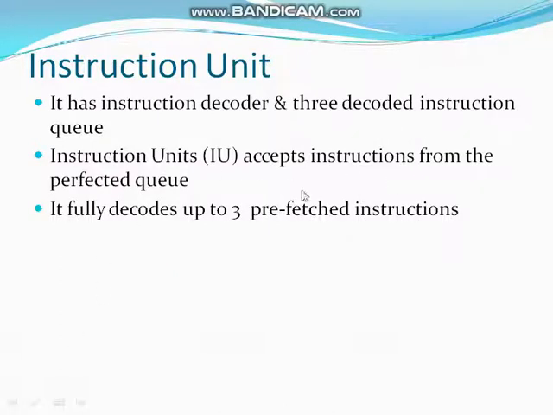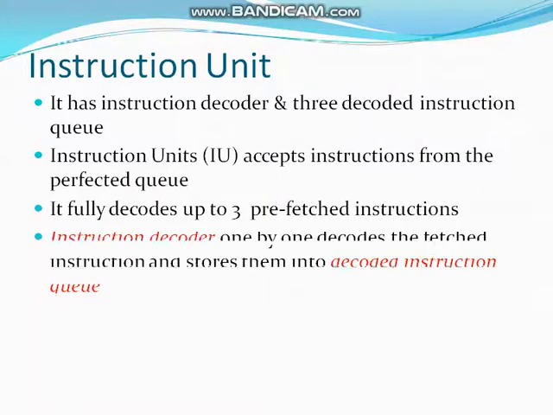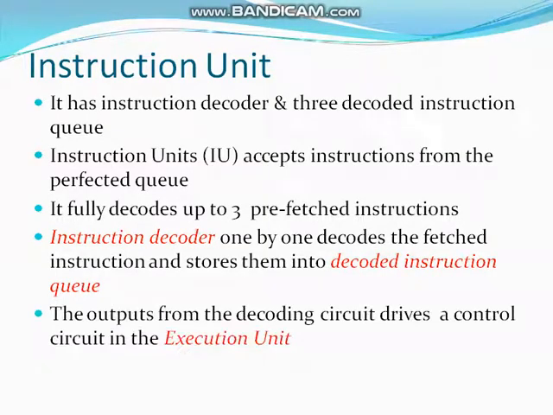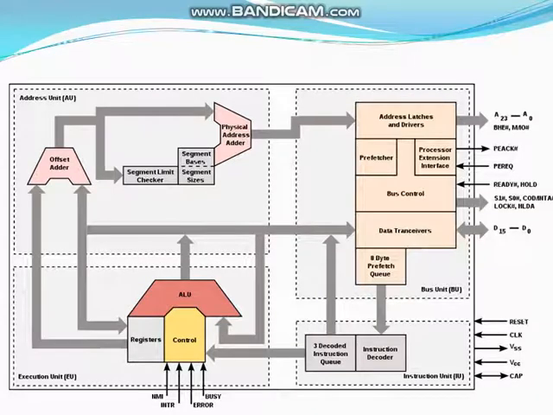The instruction unit accepts the instruction from the prefetched queue. It fully decodes up to three prefetched instructions at a time. The instruction decoder decodes one by one and stores them into the decoded instruction queue. Finally, the output of the decoder circuit drives the control circuit in the execution unit. The next part is the execution unit part.